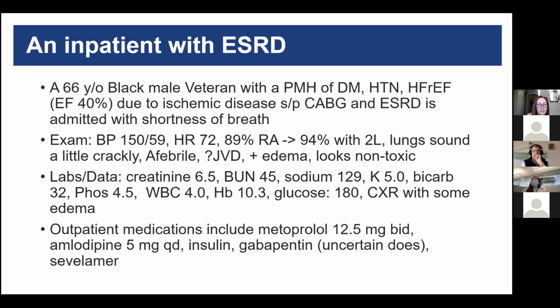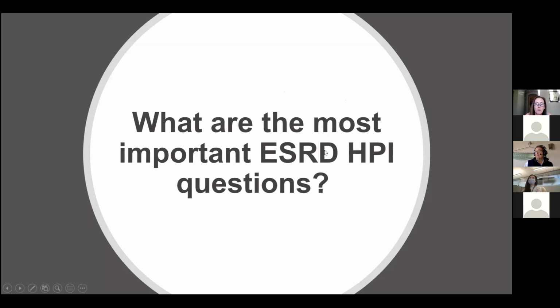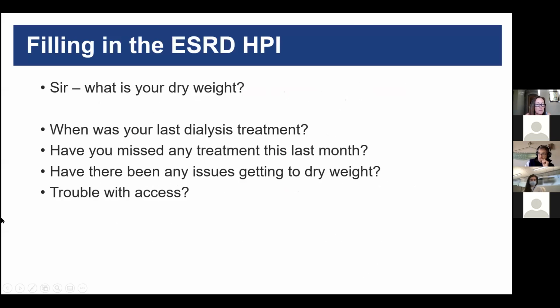Okay, so the next thing, going back to our patient. We've got this patient here, and he's got shortness of breath, and there could be a zillion different causes of that. So how are we going to fit that in, and what are the relevant questions in an ESRD patient related to the history of present illness? These are all pretty obvious, but somehow we don't always see those in those notes.